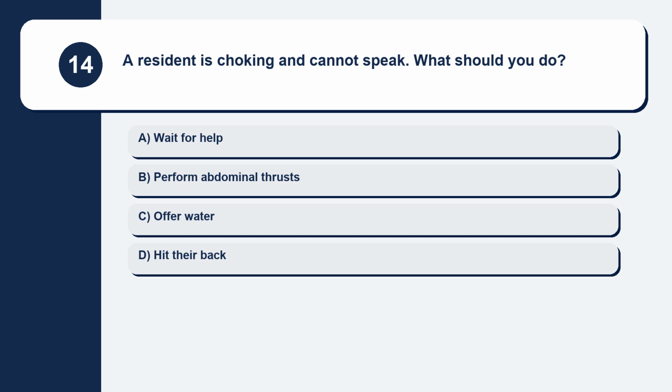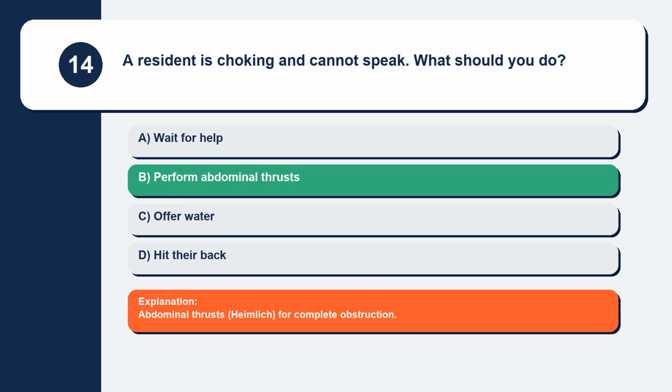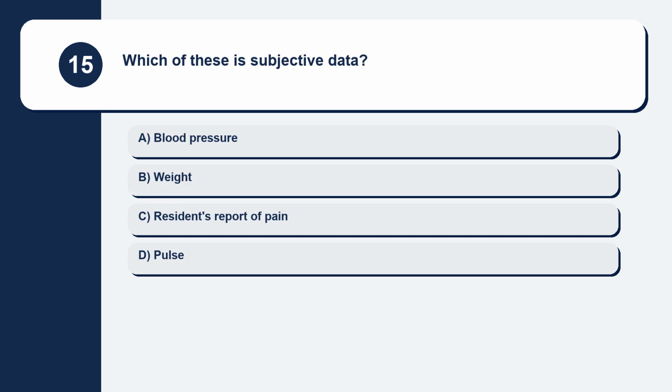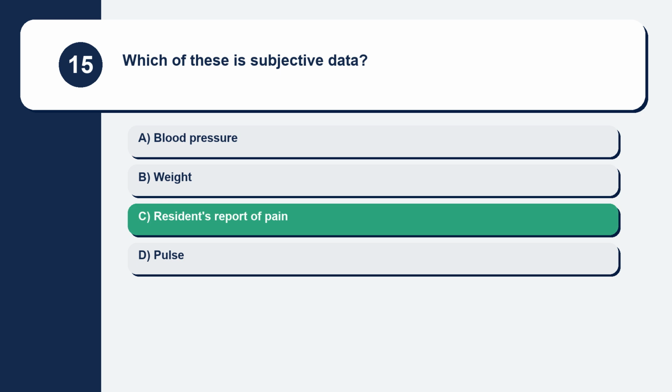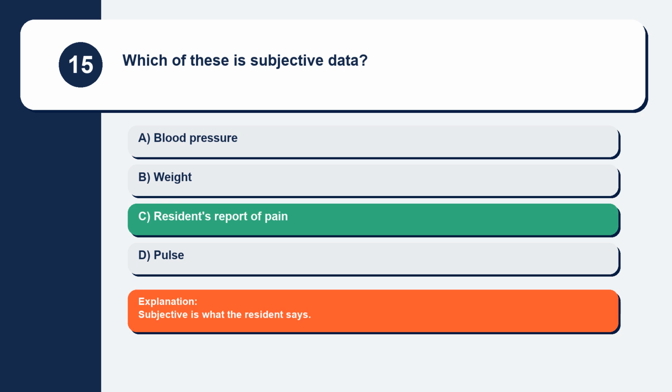Question 14. A resident is choking and cannot speak. What should you do? Wait for help, perform abdominal thrusts, offer water, hit their back. Abdominal thrusts, Heimlich, for complete obstruction. Question 15. Which of these is subjective data? Blood pressure, weight, resident's report of pain, pulse. Subjective is what the resident says.